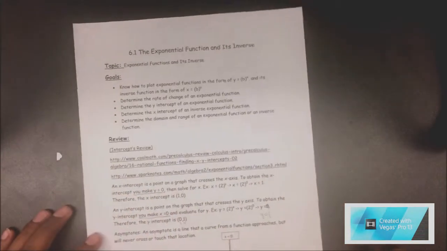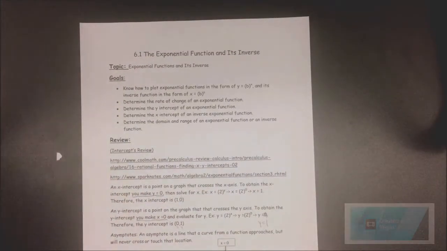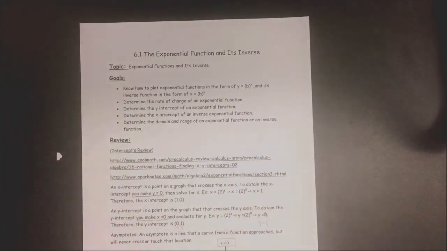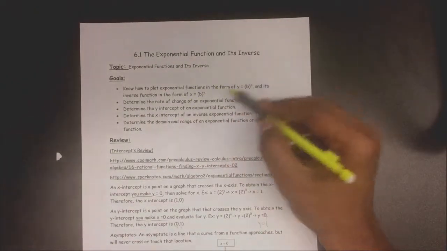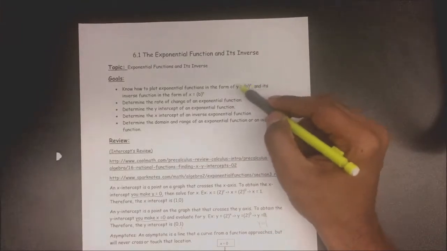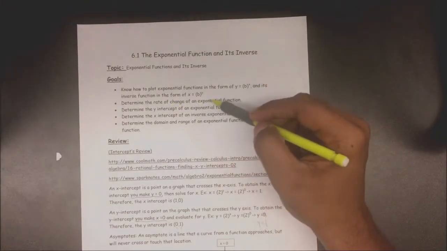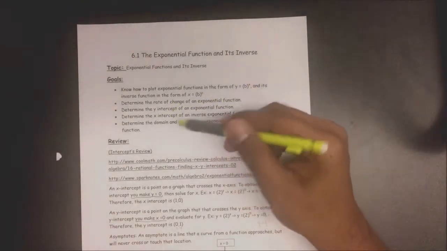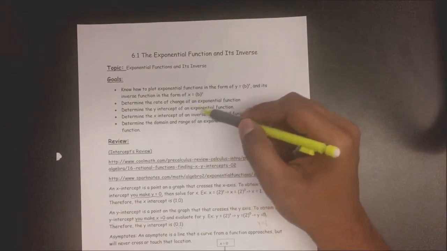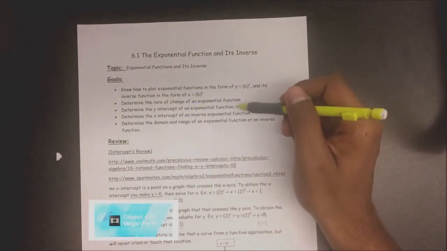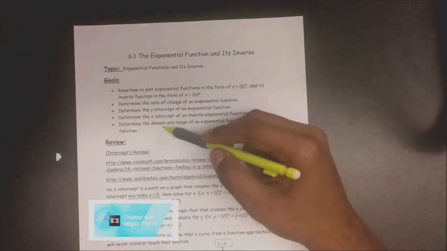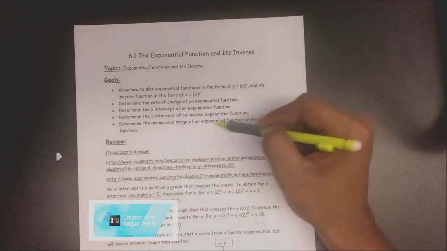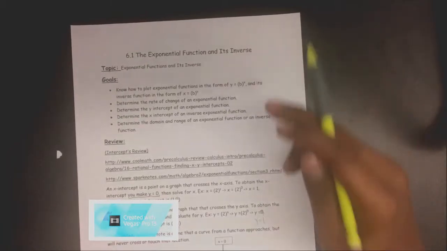And the goals of this lesson are: you know how to plot exponential functions in the form of y is equal to b to the power of x, and its inverse function, which is simply just switching the variables. And you can determine the rate of change of an exponential function. You're also able to determine the y-intercept of an exponential function and the x-intercept of an inverse exponential function, and determine the domain and range of both exponential and inverse functions.